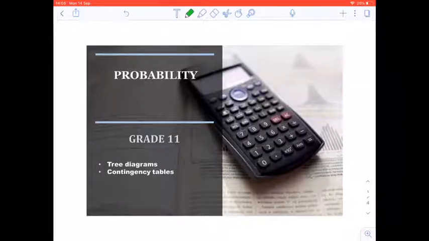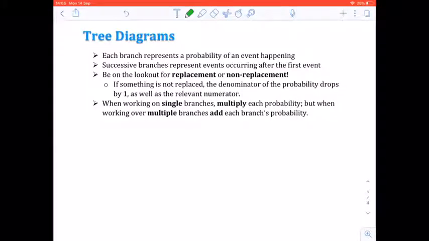In this video, I'm going to be going through probability for grade 11 level, specifically focusing on tree diagrams as well as contingency tables. So tree diagrams. In tree diagrams, each branch represents a probability of an event happening. So for example, if we flip a coin, we can get a heads or a tails.